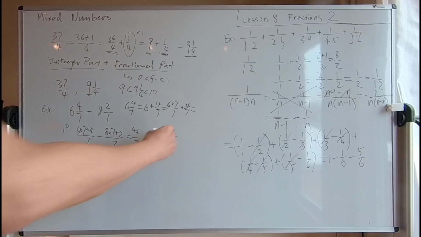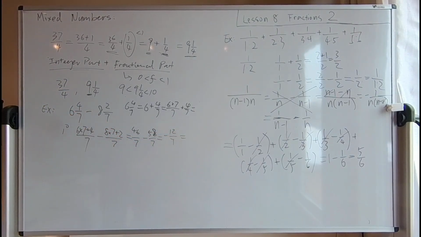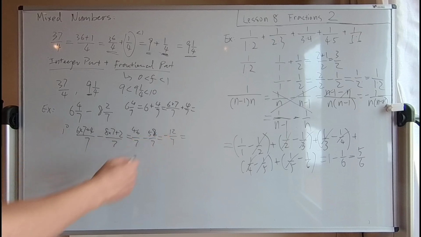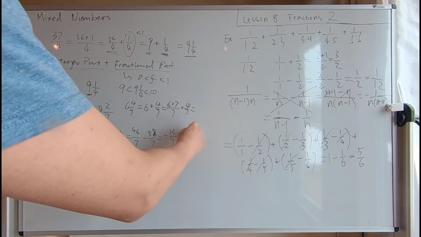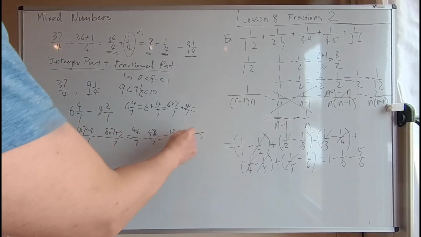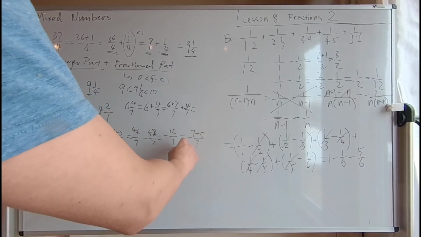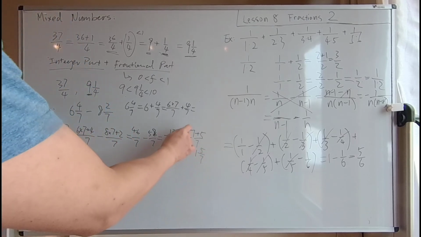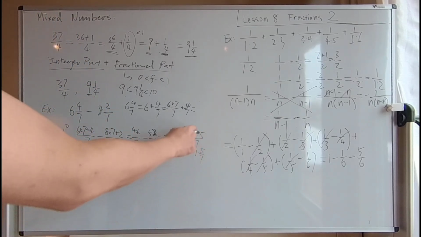And then if I want to further convert this back to a mixed number, 12 divided by 7 is 1 with a remainder of 5. So it's 7 times 1 plus a remainder of 5, right? 12 is 7 plus 5. And this is minus 1 and 5 over 7, right? This is 1, this is 5 over 7 left.